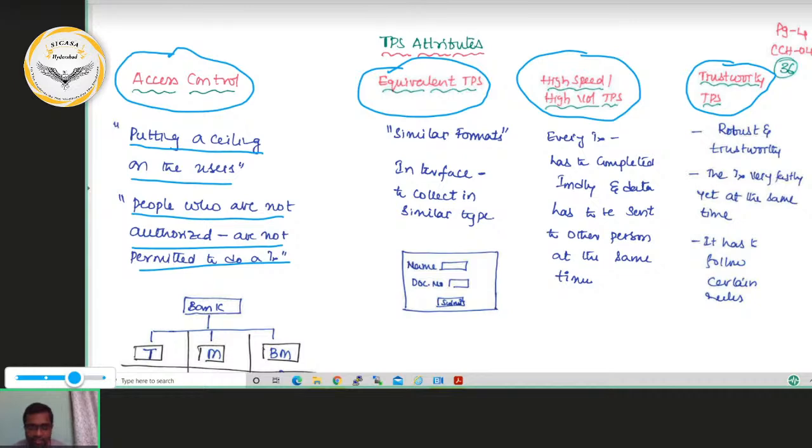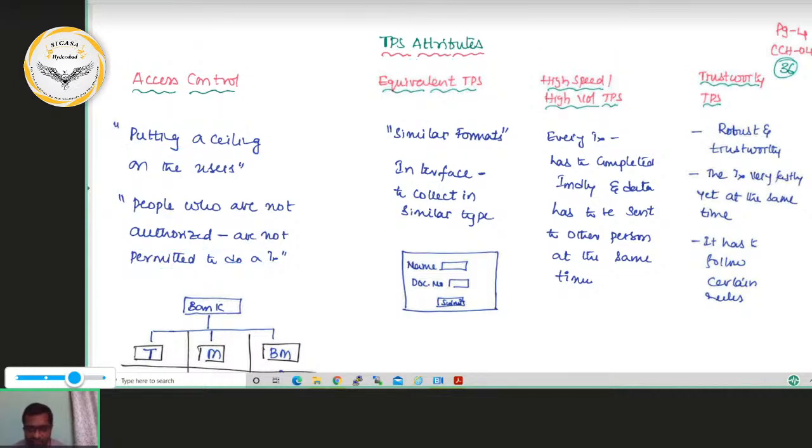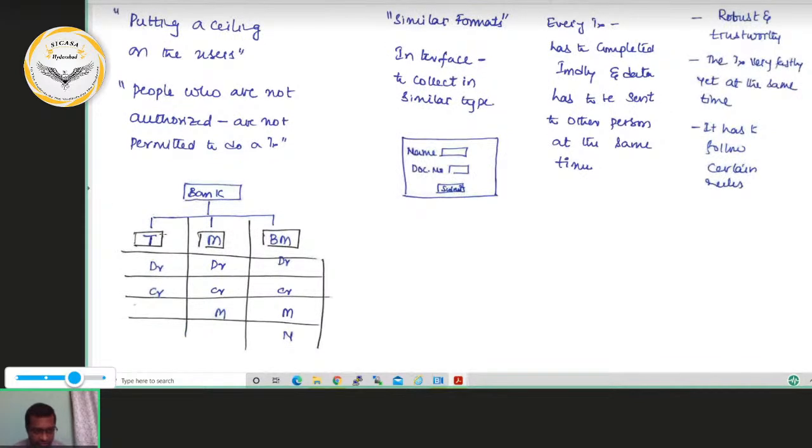A perfect example for this particular access control is, let us say you have a bank information system. Now let us assume we have three roles. First one is teller, second is manager, third one is branch manager. A teller can do debit and credit. He is permitted to do debit and credit, which is nothing but deposit and withdraw. A manager can do debit and credit, and also he can modify the data. Modification of data is nothing but if the teller commits any mistake, that mistake will be rectified by the manager. That is called modification.